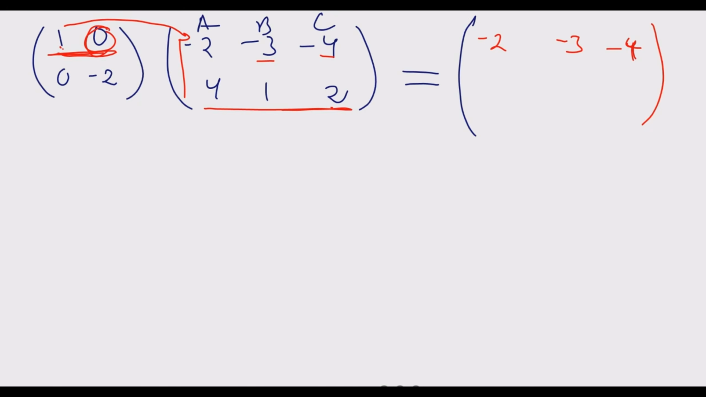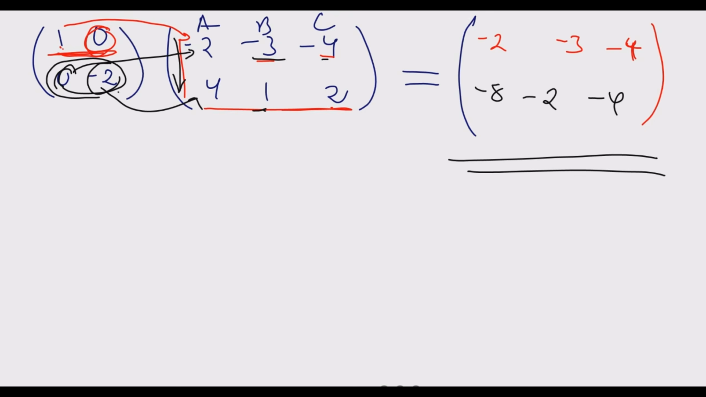Then it will now be the second row multiplied by the columns. So it will be 0 multiplied by negative 2 is 0, plus negative 2 multiplied by 4, which will be negative 8. Then 0 multiplied by this is 0, plus this one multiplied by that one, which will be negative 2. Then similarly this multiplied by 0 is 0, then plus negative 2 times positive 2 is negative 4. So this one will be the matrix representing the new coordinates.